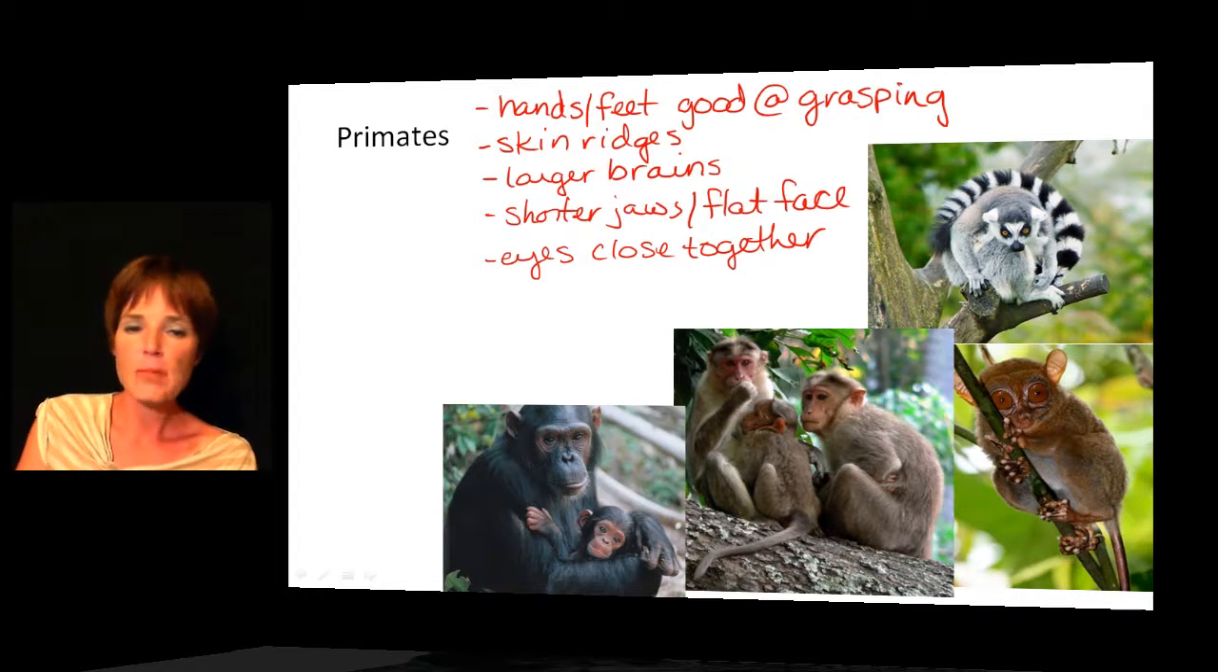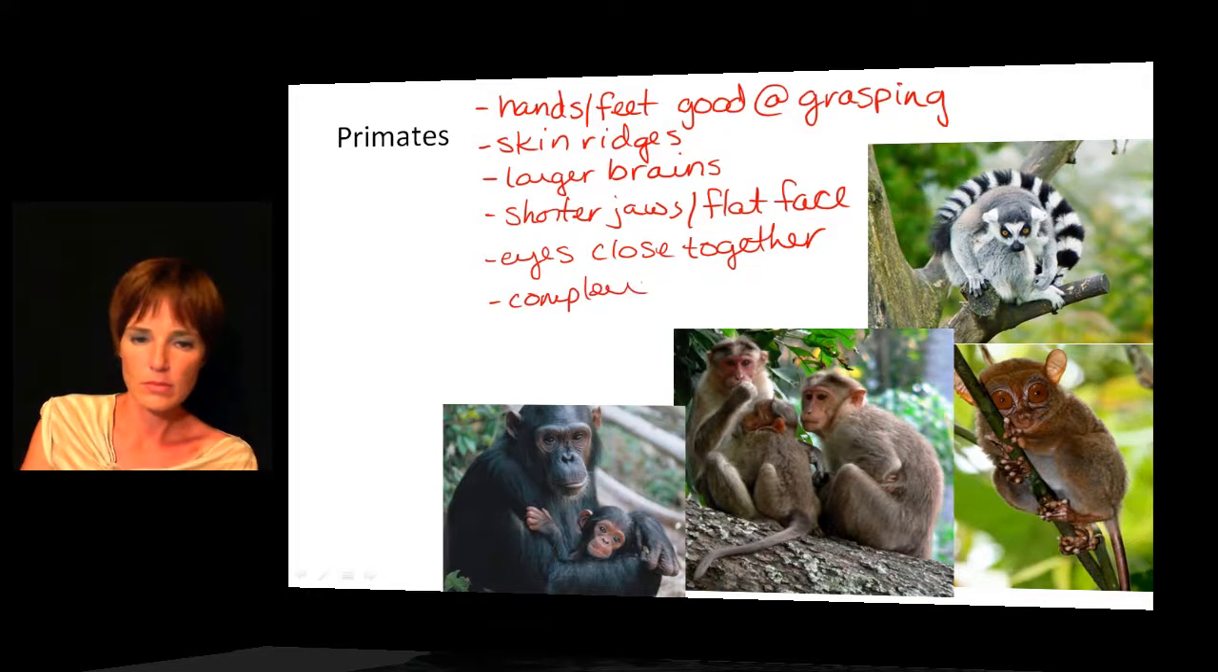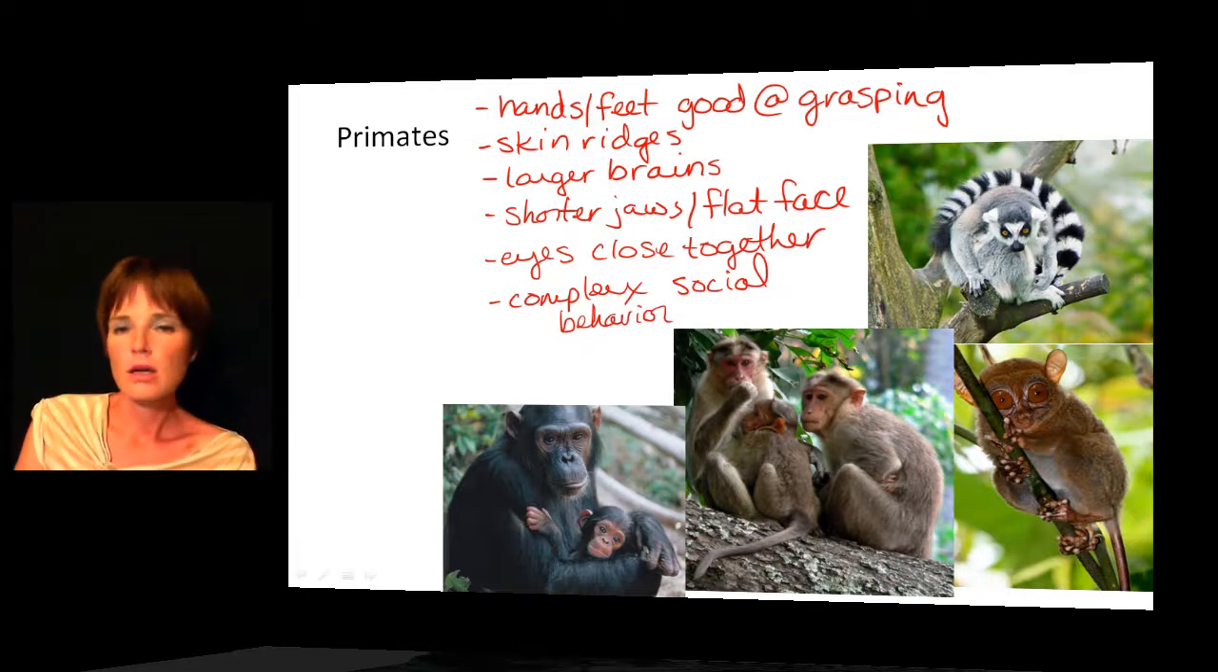And many of them have complex social behavior. The last thing that we see here is we start to see a lot of parental care. So you see the mothers taking care of the offspring until they are at a much later age than what we have with some of the other animal groups.